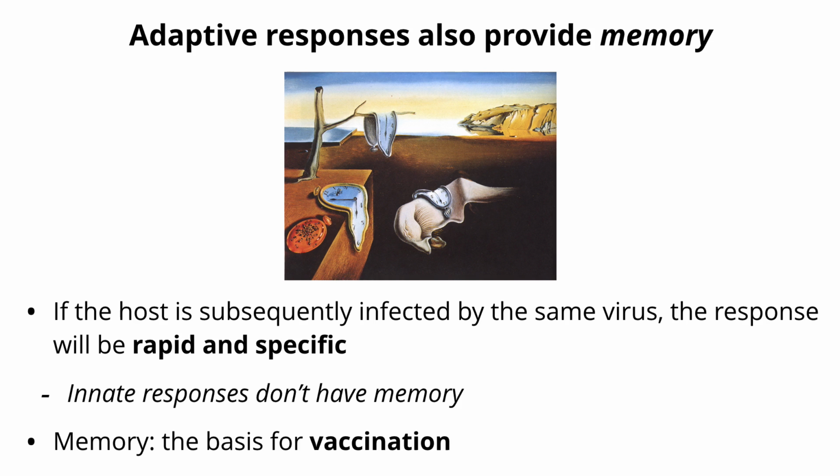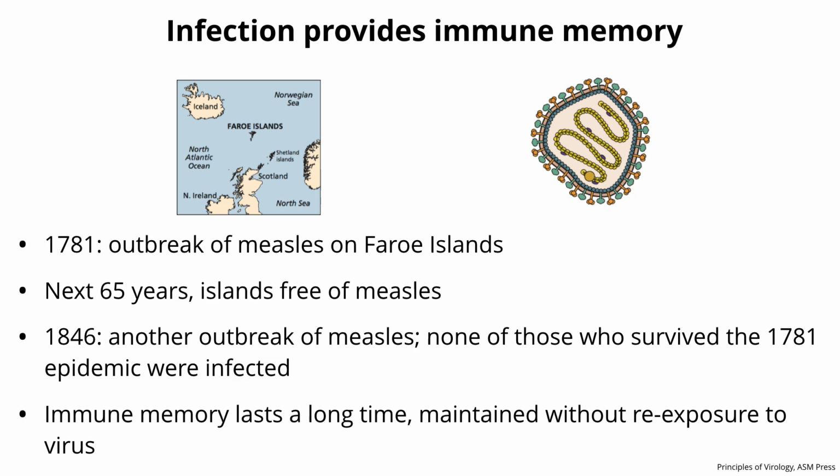And this is the basis for vaccines, the fact that we do have memory. If we didn't have immune memory, we wouldn't have vaccines. There wouldn't be any point. So let's explore memory just a bit. Here's one of the first experiments to show that there is something called immune memory.